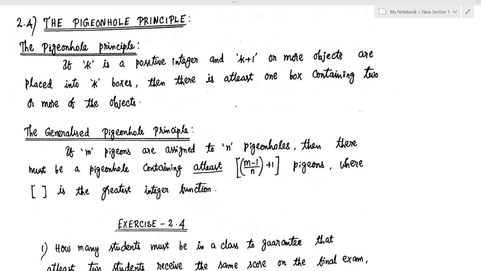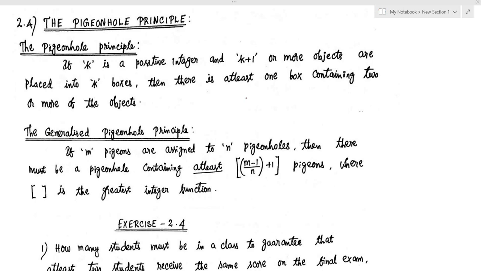Today my lecture is about the pigeonhole principle. If k is a positive integer and k plus 1 or more objects are placed into k boxes, then there is at least one box containing two or more of the objects. That is, in general speech, if m pigeons are assigned to n pigeonholes where m is greater than n, then there must be a pigeonhole containing at least two pigeons.